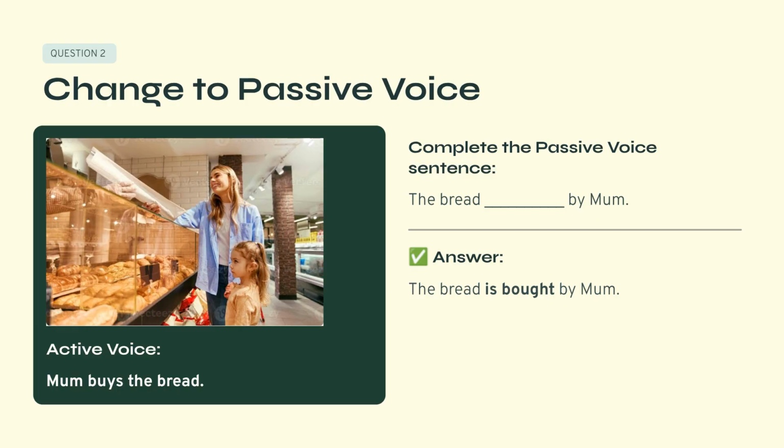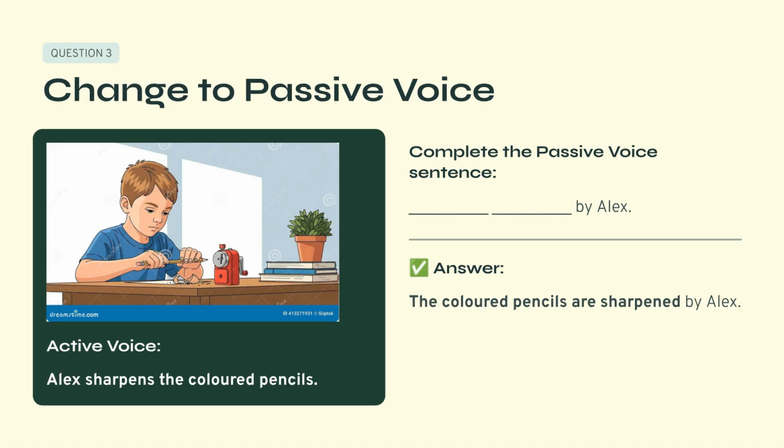Question 2. In the active voice, we have Mom buys the bread. Let's complete the passive voice sentence. The answer is, the bread is bought by Mom. Question 3. In the active voice, we have Alex sharpens the colored pencils. How do we turn this into the passive voice? The answer is, the colored pencils are sharpened by Alex.